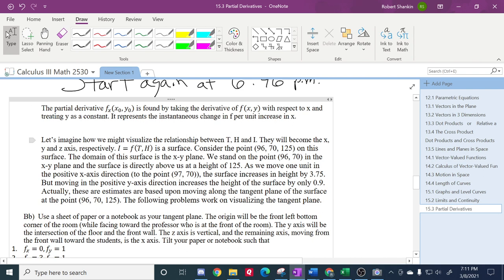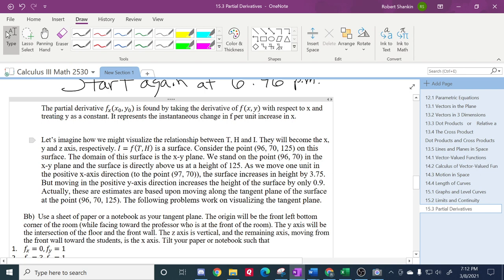Let's imagine how we might visualize the relationship between T, H, and I, the temperature, humidity, and then the heat index. They will become the x, y, and z respectively. I is a function of T and H. I is the output variable, T and H are the input variables. This gives you a surface.